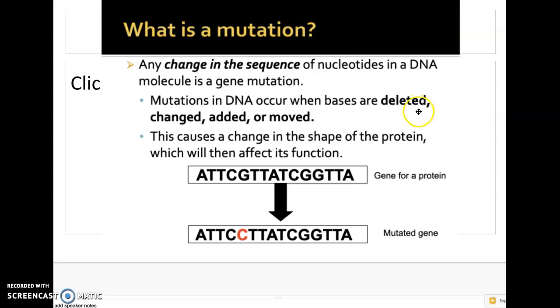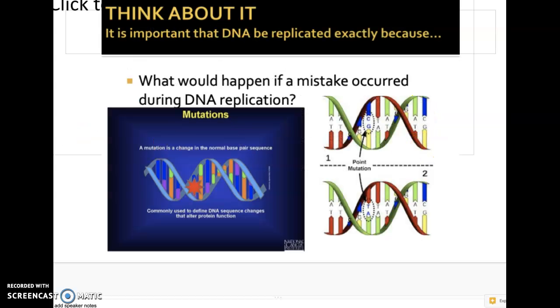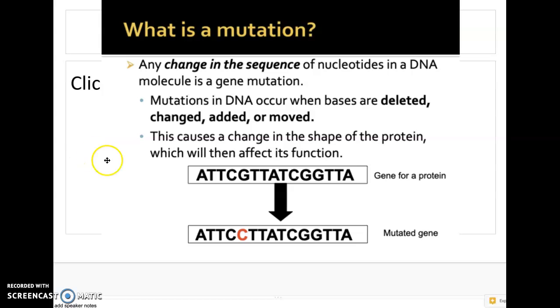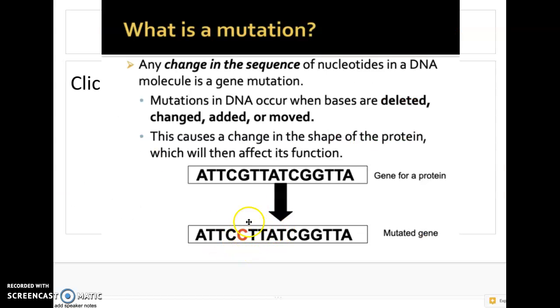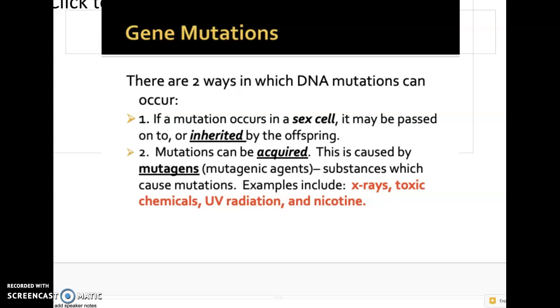So if you look down here, let's see what type of mutation occurred in this example that I'm showing you. If this is the original DNA in the gene, you can see down here that now we've got a C where there was a G. So did we add a base, did we delete a base, or did we change a base? In this case, we changed a base. So this would be called a substitution mutation. Guanine was substituted by cytosine. Okay, so let's just look at some of those mutations.